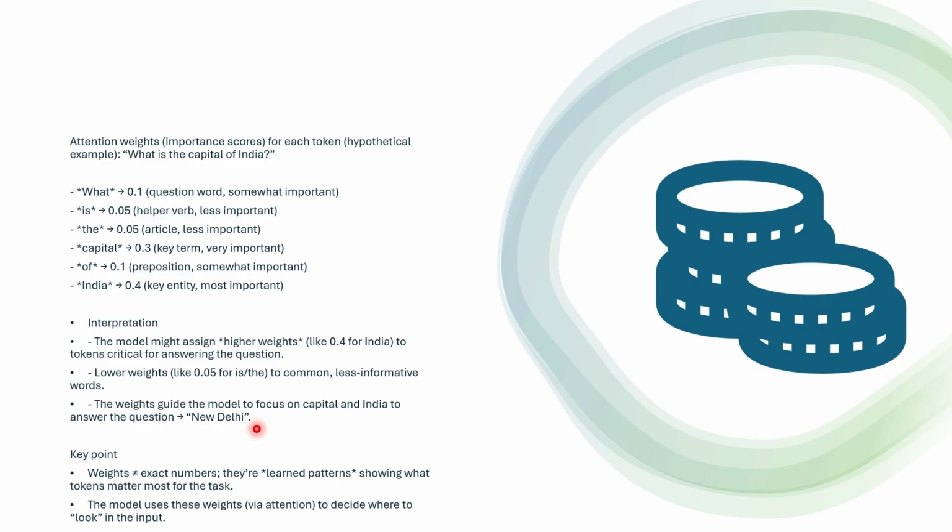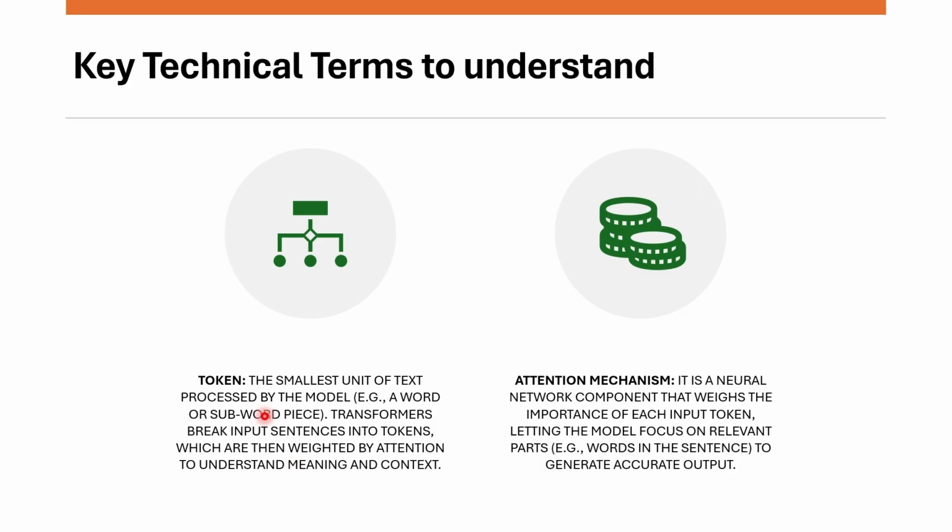A few important things to remember here is that weights are not equal to exact numbers. They're the learned pattern showing what tokens matter the most for the task. The model uses these weights via attention to decide where to look in the input. So that is how token and attention mechanism would work and serve as very critical features when we talk about prompt engineering.